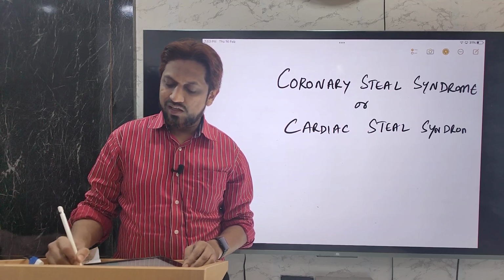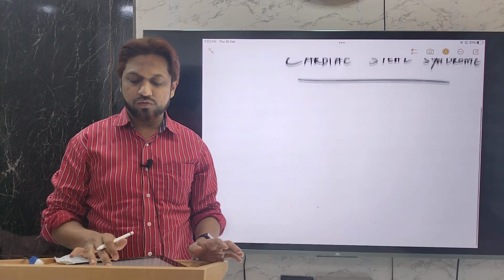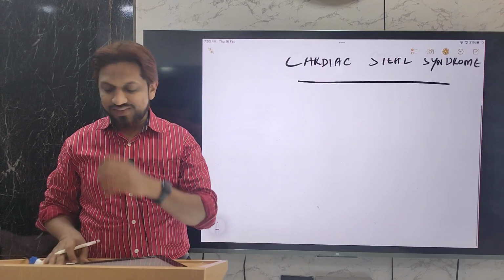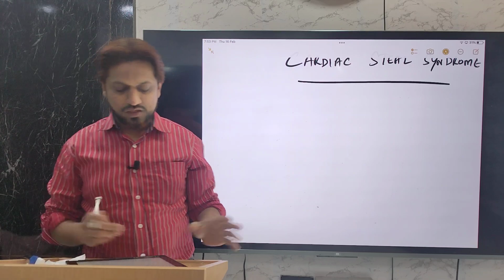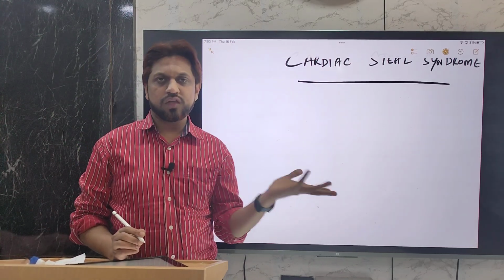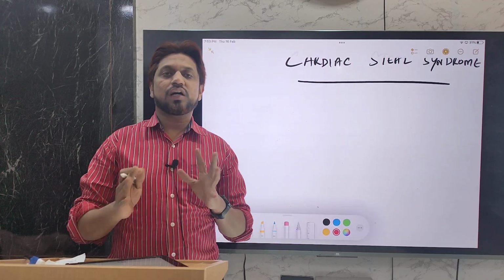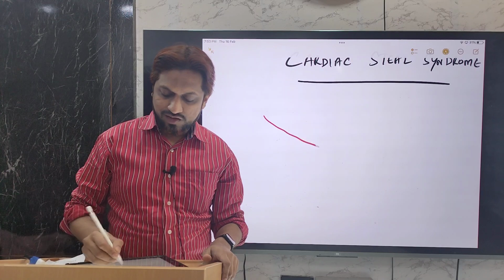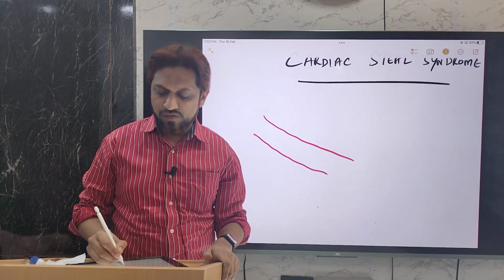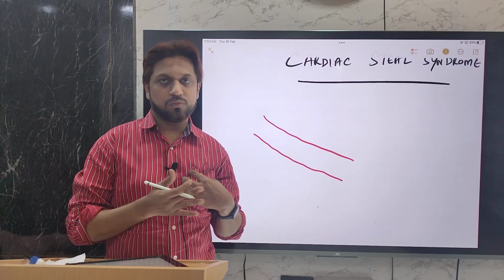Now what exactly does coronary steal syndrome mean? Before coming to the exact definition, I'll just highlight and explain what this phenomenon is, and then we'll come to the definition. Now consider this as a coronary blood vessel. I hope you know what a coronary blood vessel is: coronary arteries, or coronary veins, more specifically the coronary arteries.